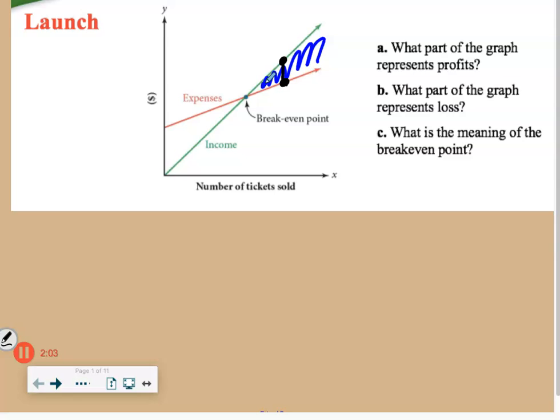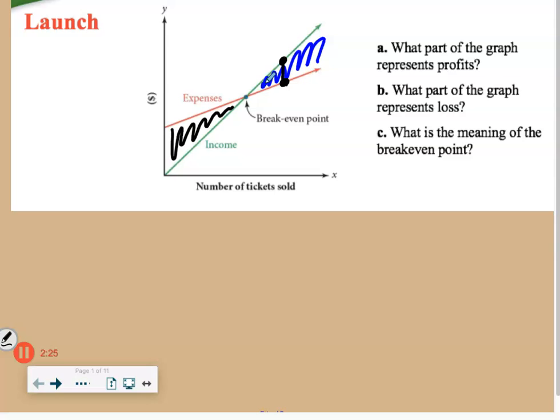Everyone agree with that? Income is higher than expenses. Where are the losses? Jose, where are the losses? The other triangle, right here. Right? Expenses are higher, so the money you spend is higher than the money you take in.